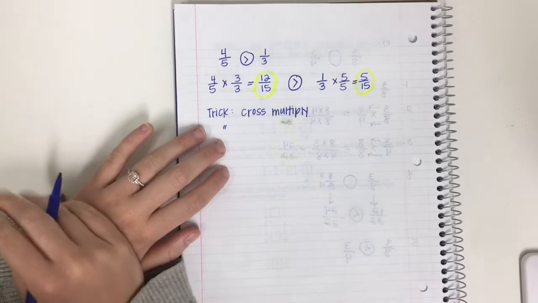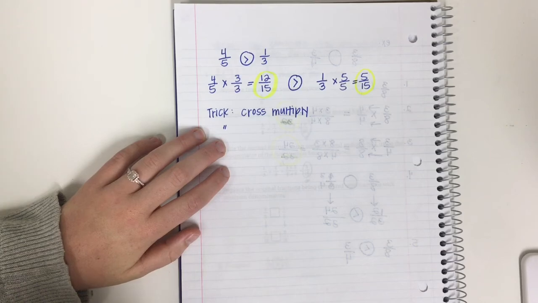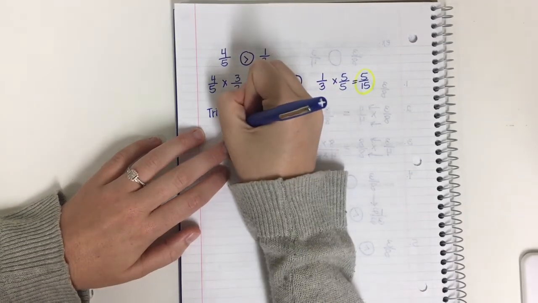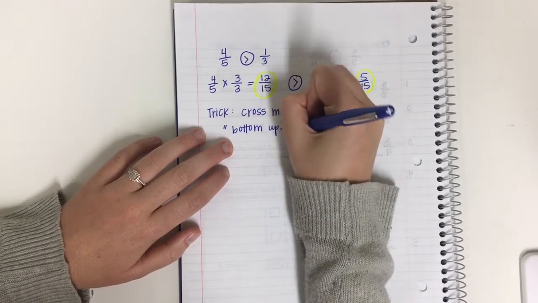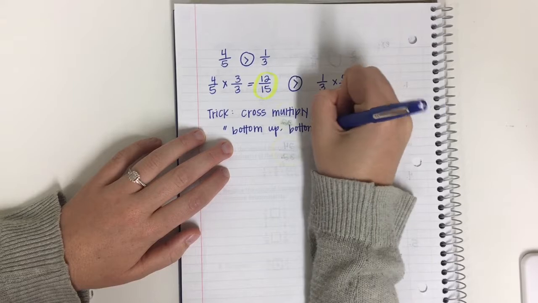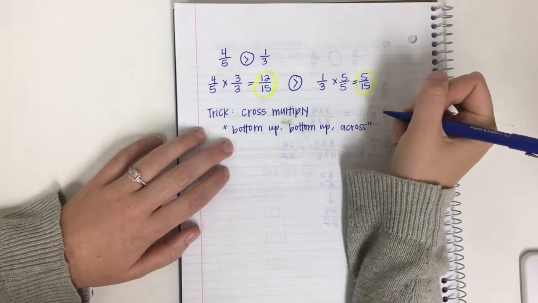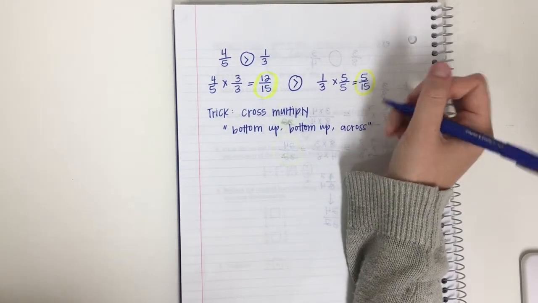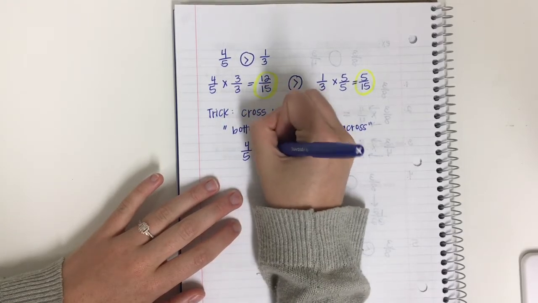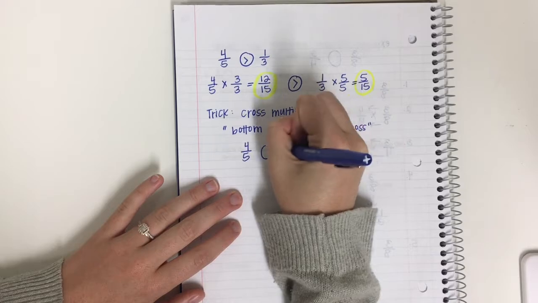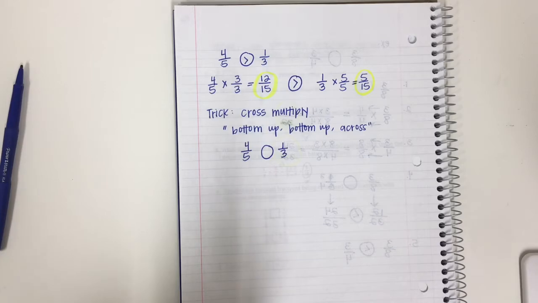So here's a chant to remember when you're cross multiplying, which you can use when you're trying to find common denominators, okay? So we can say bottom up, across. So bottom up, across. So let's look at what that would look like. We're going to take this one. Let's say we have 4/5 being compared to 1/3. Here is how this strategy works. You go like this. It's magic.